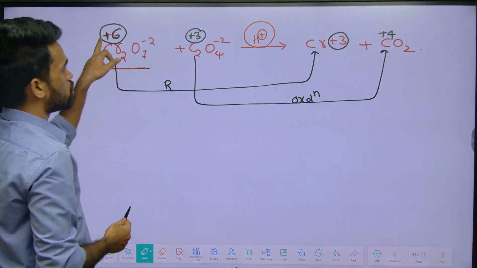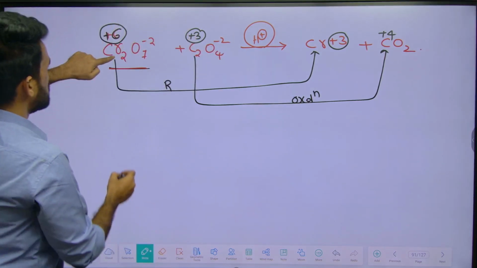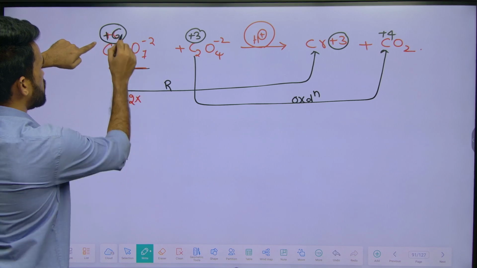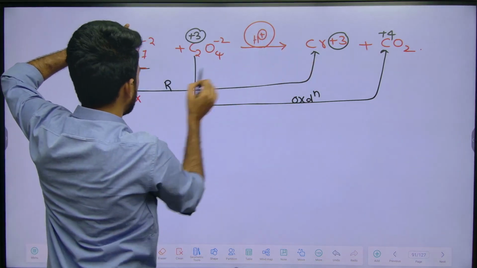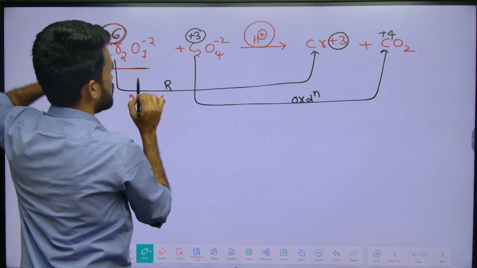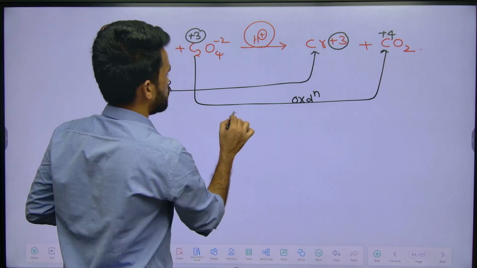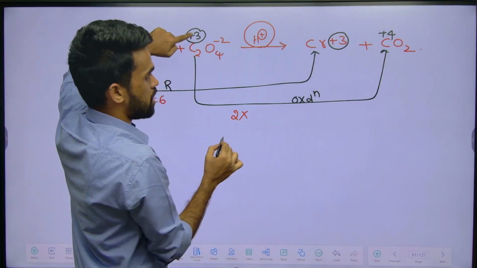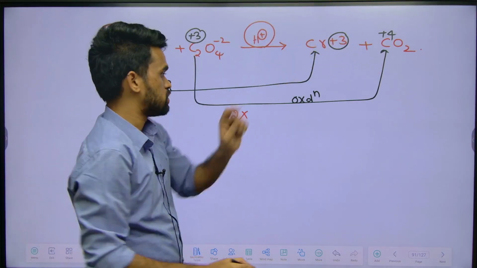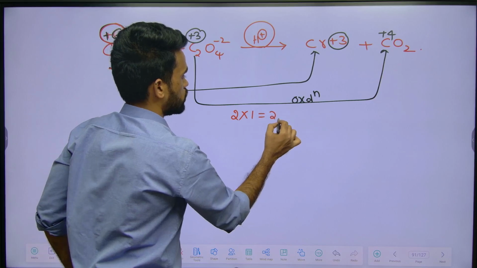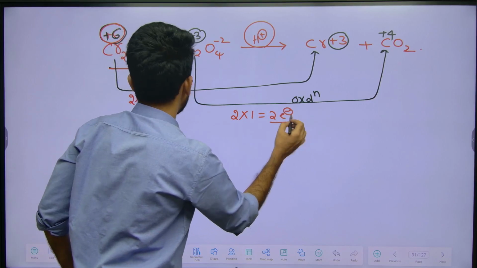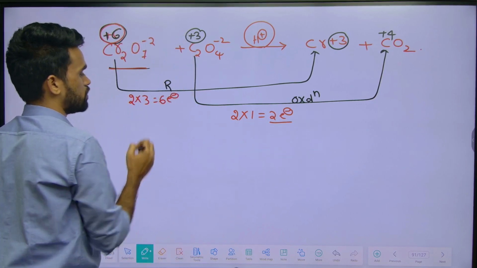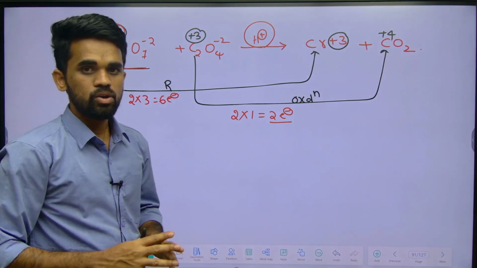Now, how many electrons are involved in reduction? See, there are 2 chromiums. Each chromium is converting from +6 to +3, meaning 6 electrons are involved. In the same way, here 2 carbons. Each carbon is in +3 oxidation state, converting to +4, meaning 1 electron. So in oxidation 2 electrons are involved, and in reduction 6 electrons are involved. Are these numbers the same? No, these are not the same.